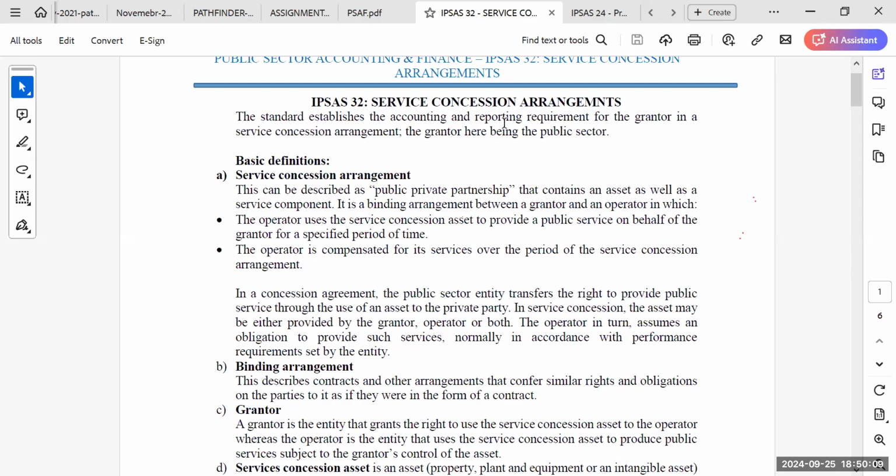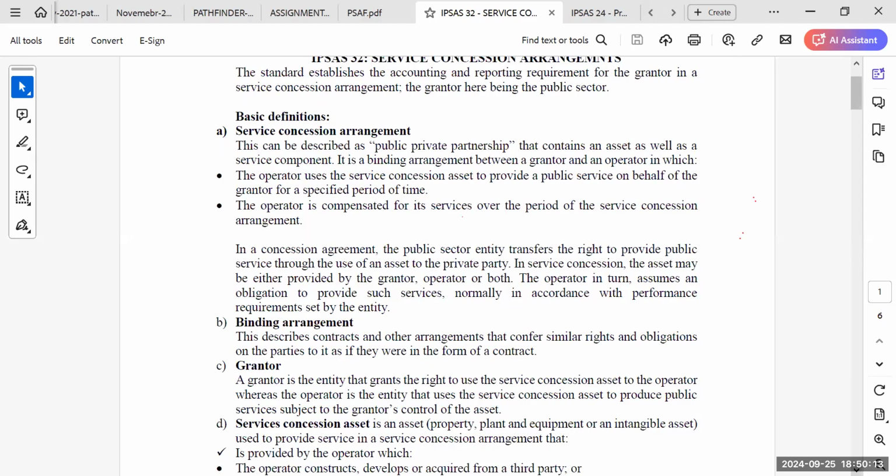We call who is the grantor? The grantor is always the public. Okay, so if you are doing this, the government of Ghana will be the grantor, the person who grants the right to the operator or the individual to carry out the public service through the use of existing assets or constructed assets. That particular person is what we call the grantor. So the grantor is always the public. If it's the government of Ghana that is doing this on our behalf, then the government of Ghana becomes now the grantor.